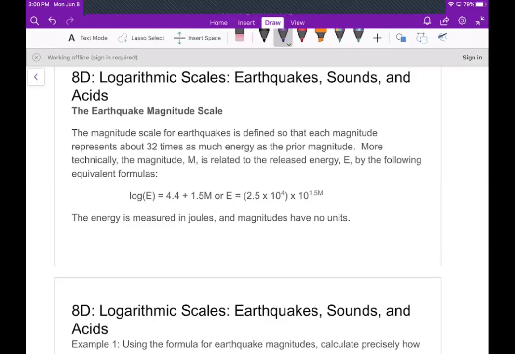Okay, guys, welcome. Today we're going to talk about logarithmic scales, and specifically we'll focus on earthquakes, sounds, and acids. Now, first we'll talk about earthquakes.